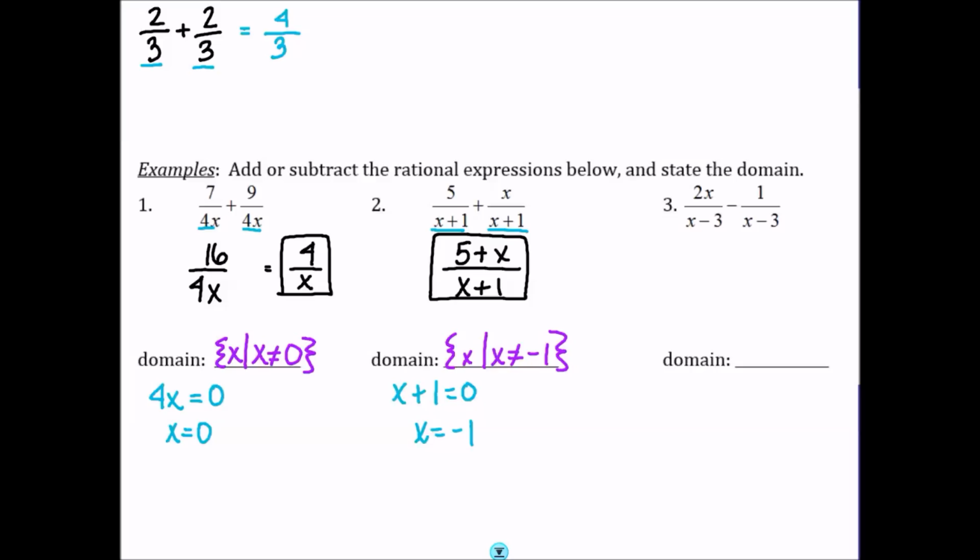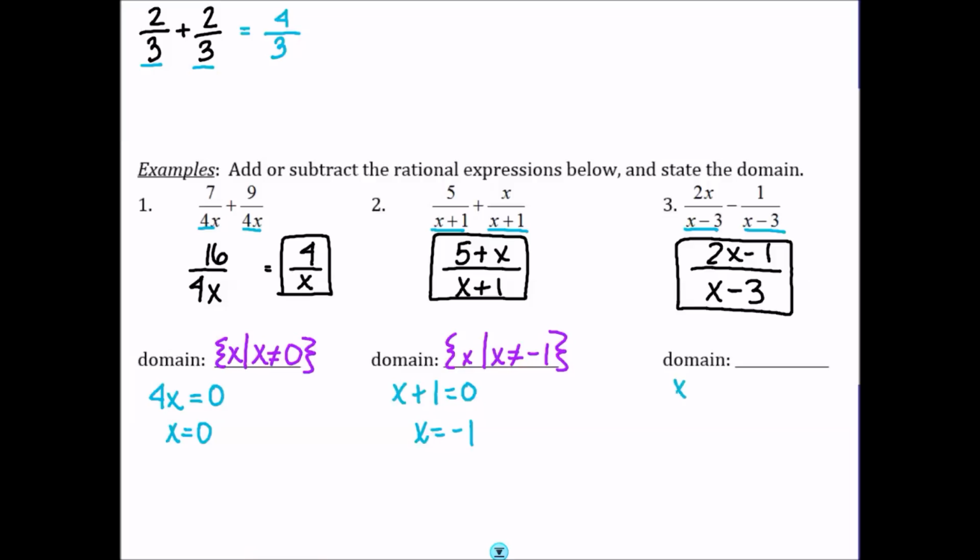In number 3, we are subtracting, but again, we have the same denominator, so we can just go ahead and subtract the numerators and write it over the denominator. You need to be careful when you subtract. Sometimes you might have to distribute the subtraction to the numerator of the second fraction. Since we can't factor either the numerator or denominator, 2x minus 1 over x minus 3 is our final answer.